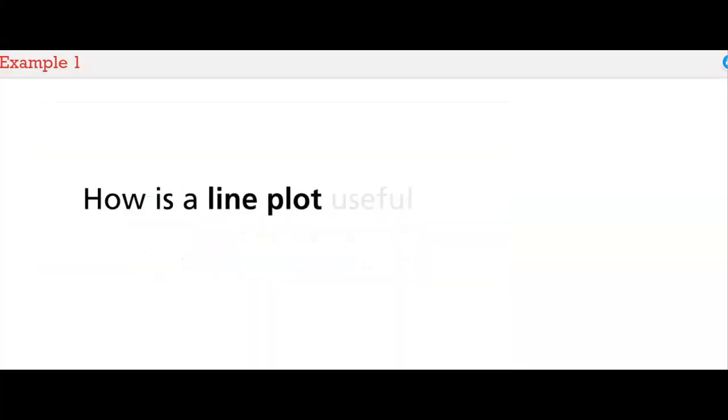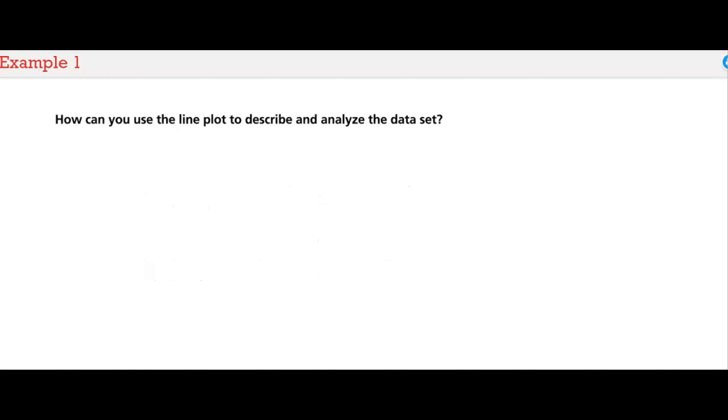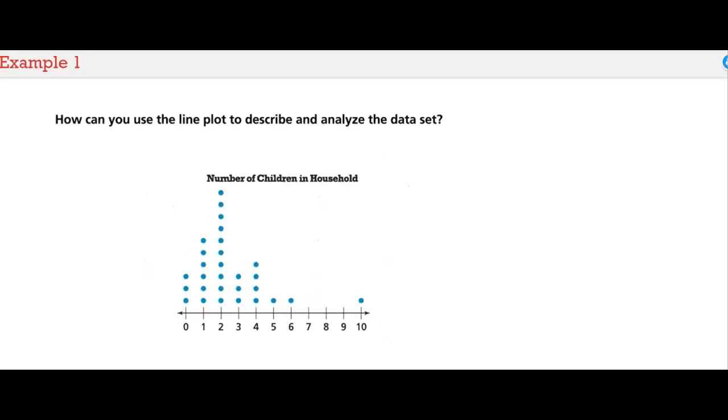How is a line plot useful for analyzing and interpreting data? Think about this question during the lesson. How can you use the line plot to describe and analyze the data set?